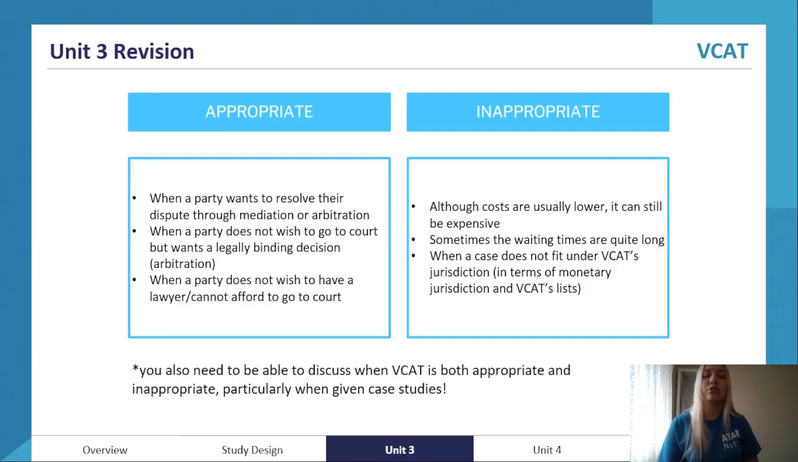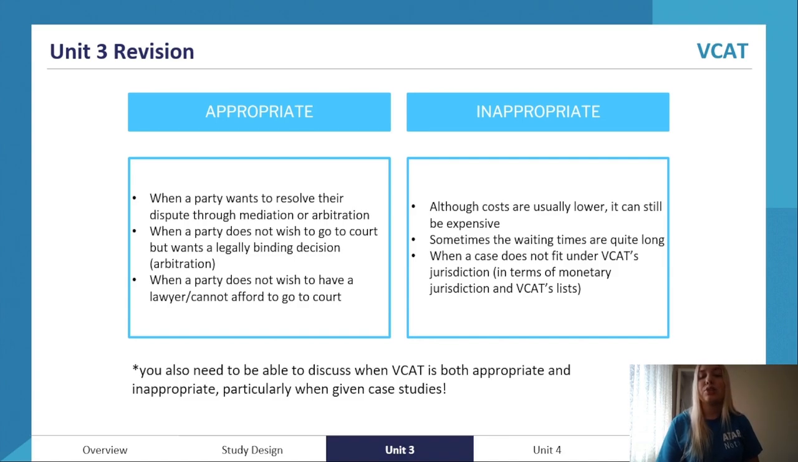When a party doesn't wish to go to court but wants a legally binding decision, VCAT is also very appropriate. We don't trust the other person to uphold the outcome, even if we agree upon it. We think they won't do it. If it's not legally binding, they won't pay us back. And if a party doesn't wish to have a lawyer or cannot afford to go to court or cannot deal with the time that will take, they may choose VCAT.